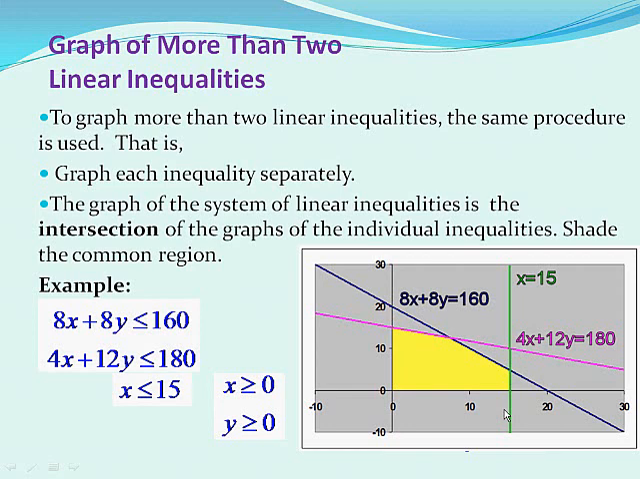Here is an example. We have three inequalities here: 8x plus 8y less than or equal to 160, 4x plus 12y less than or equal to 180, and x is less than or equal to 15. Also we have the non-negativity conditions x, y both greater than or equal to 0. When we graph these inequalities, the common region is indicated as the region shaded yellow here.